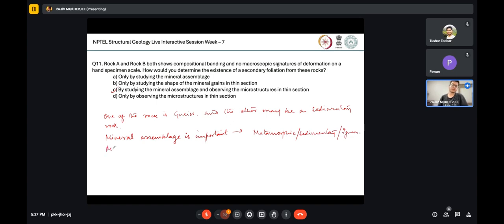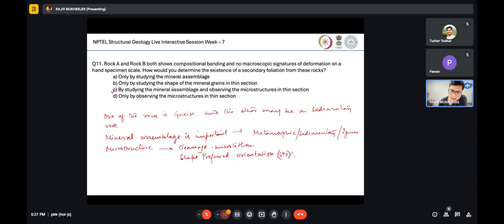And microstructure will provide information on cleavage and microlithon domains. And there will be some orientation of minerals, so you can also find shape preferred orientation of mineral grains. This is known as SPO.